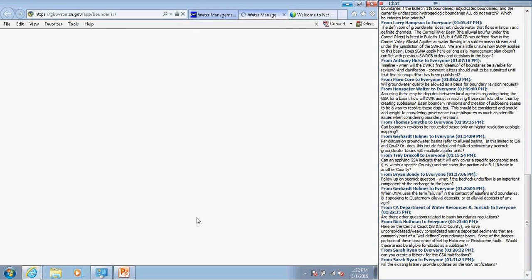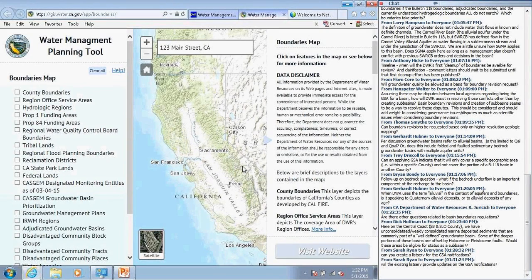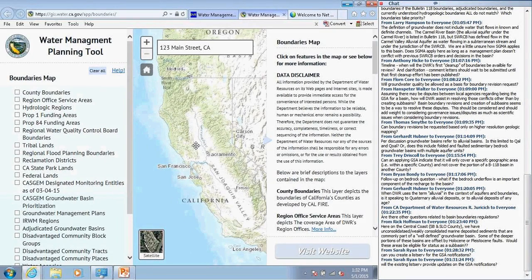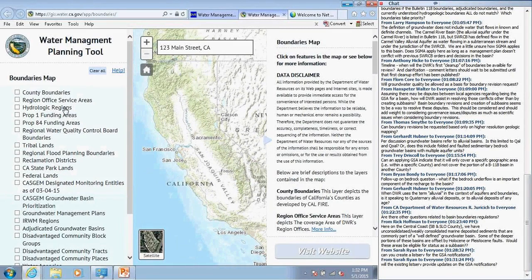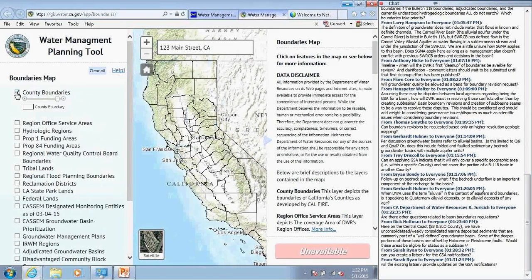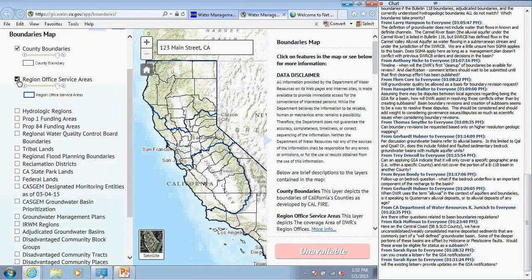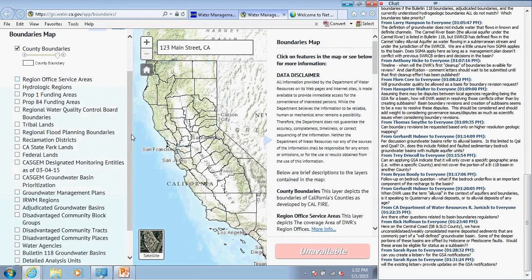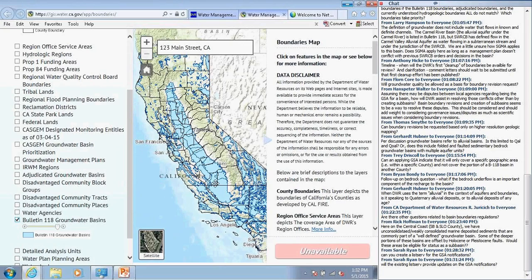And as with the groundwater, the water management planning tool, it's the interactive map that I discussed in my presentation. There's an interactive map of California with a number of basin boundaries on it. There's county boundaries, there's office service areas, so the different region offices throughout the state, and as it relates, there's the Bulletin 118 basins.